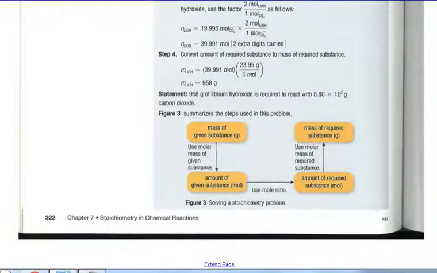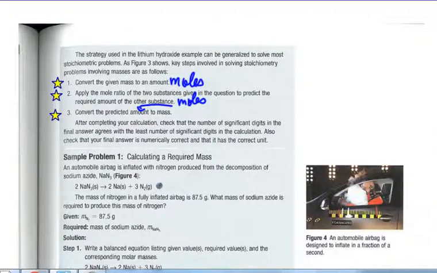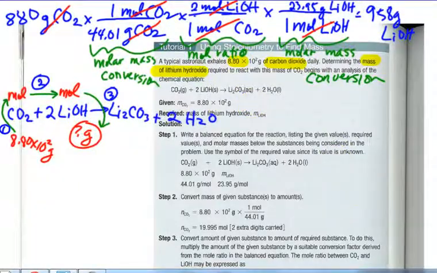I believe there is a part B here. Oh, I guess there wasn't a part B. Yeah, so there you have it.